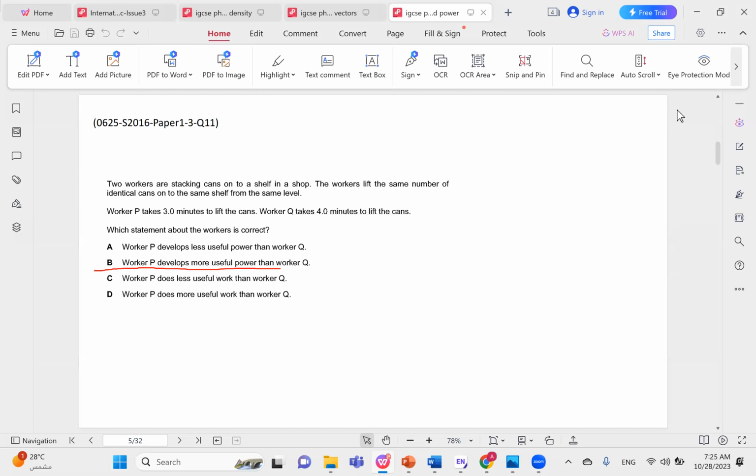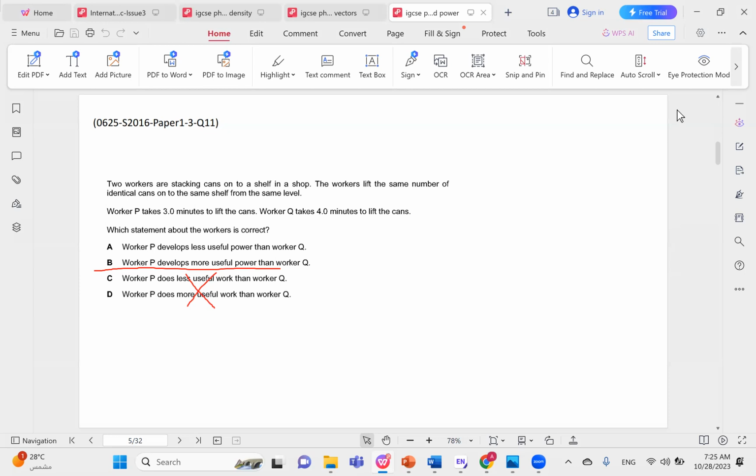Now, since they are doing the exact same work, because they're lifting the same number of cans onto the same height, the effort involved, the work done, is the same. So we definitely know that we cannot compare the work between P and Q. They're not less than or more than each other in any way. It's the exact same amount of work. But who exerts greater power?